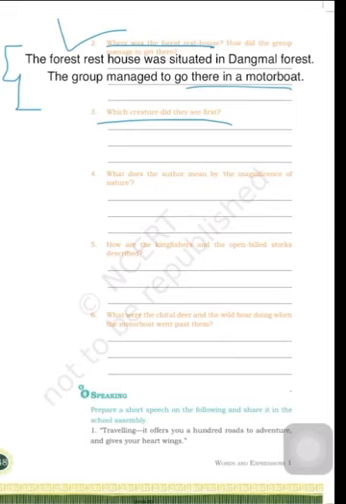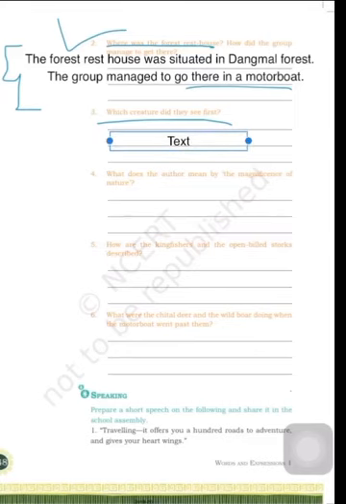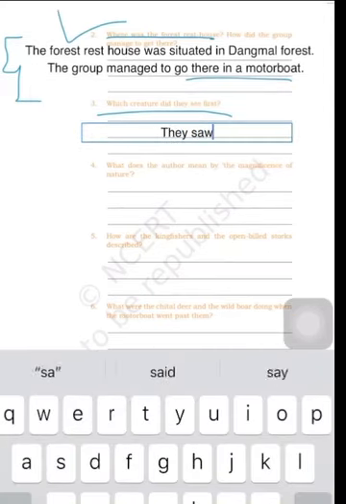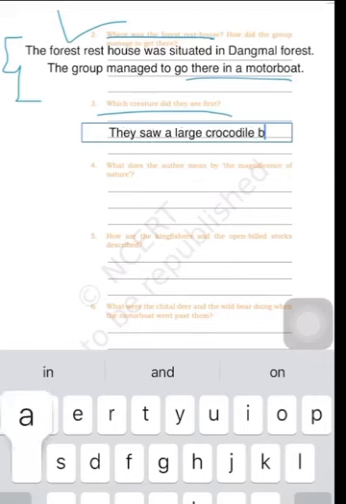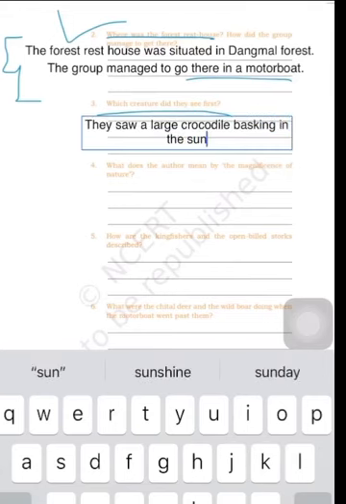Which creature did they see first? Okay, which creature did they see first? They saw a large crocodile basking in the sun.